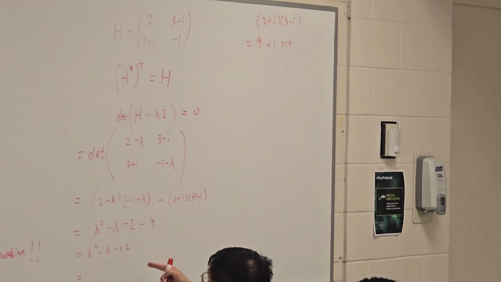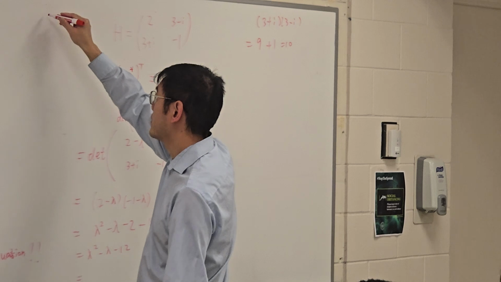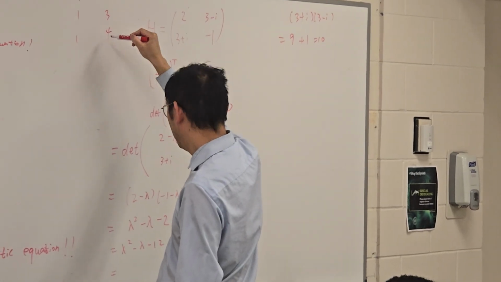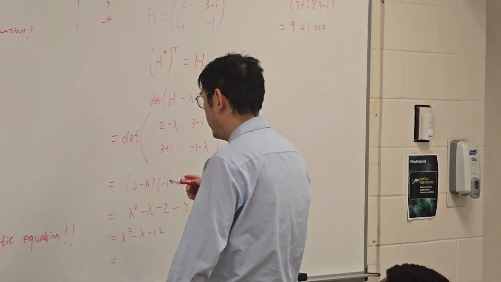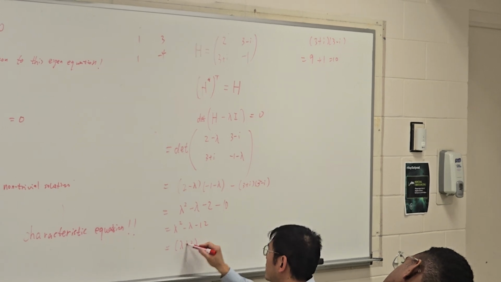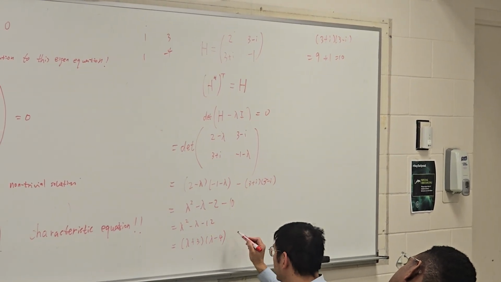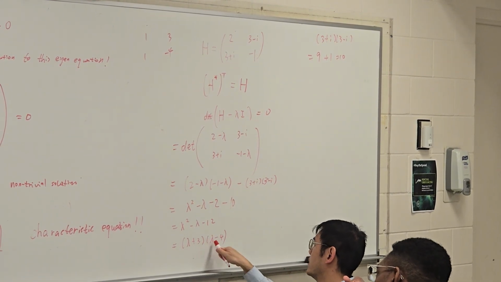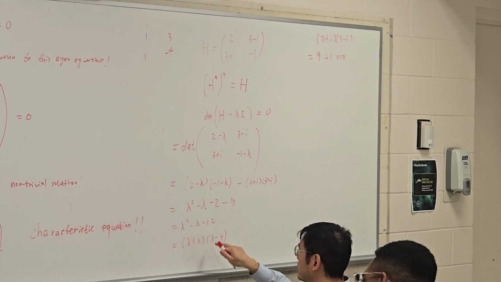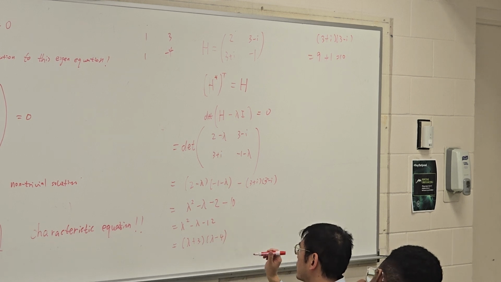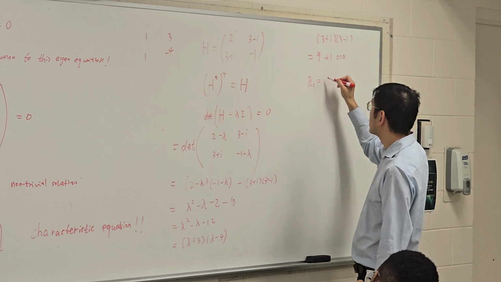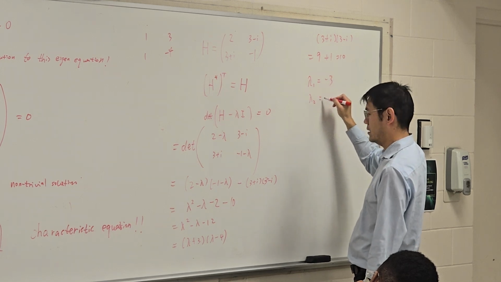So we use the same trick. Looks like 3 and 4, 1, 1, 3 times 4. So 1 minus 1 should be 2. So it's (lambda plus 3)(lambda minus 4). Agree? So lambda times lambda gives me lambda squared, minus 4 lambda, plus 3 lambda gives me minus lambda, and negative 12. So I found the two eigenvalues. One is minus 3, another one is 4.